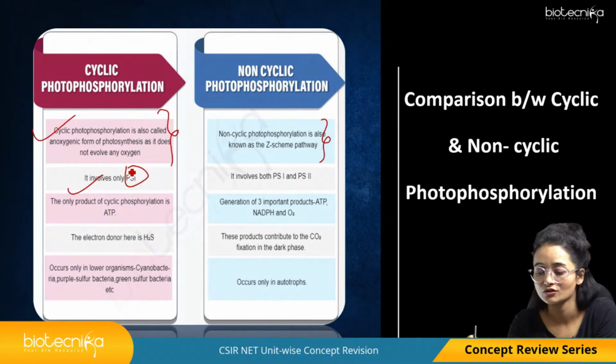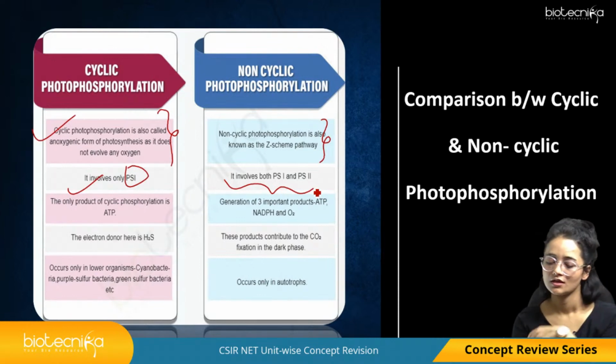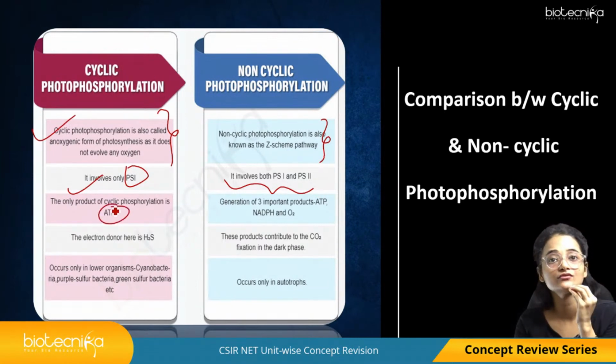And in case of non-cyclic photosynthesis, both photosystem 1 and photosystem 2 are required. Then it says the only product of cyclic photophosphorylation is ATP. So only ATP is being produced here, while in non-cyclic photophosphorylation, 3 products are important. First, ATP is being produced, another is NADPH. Both of these are energy carrying molecules, and oxygen is being evolved, right?